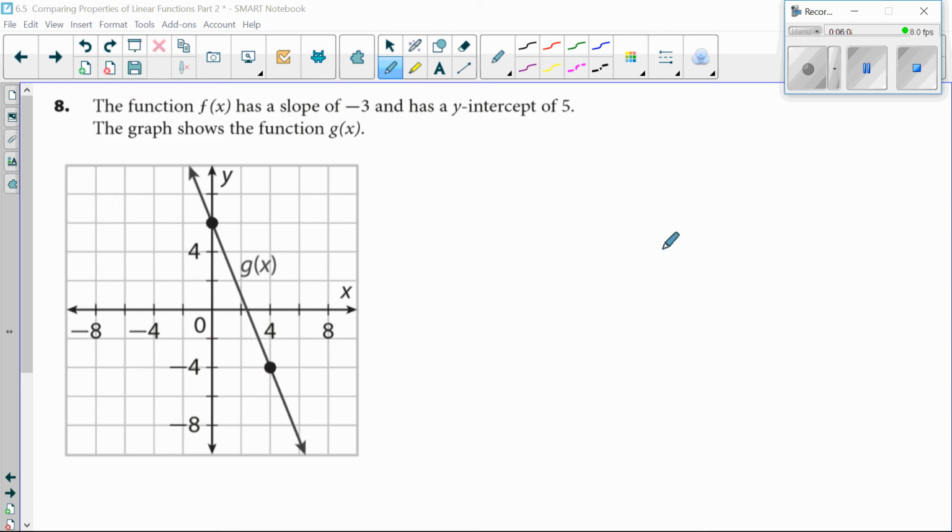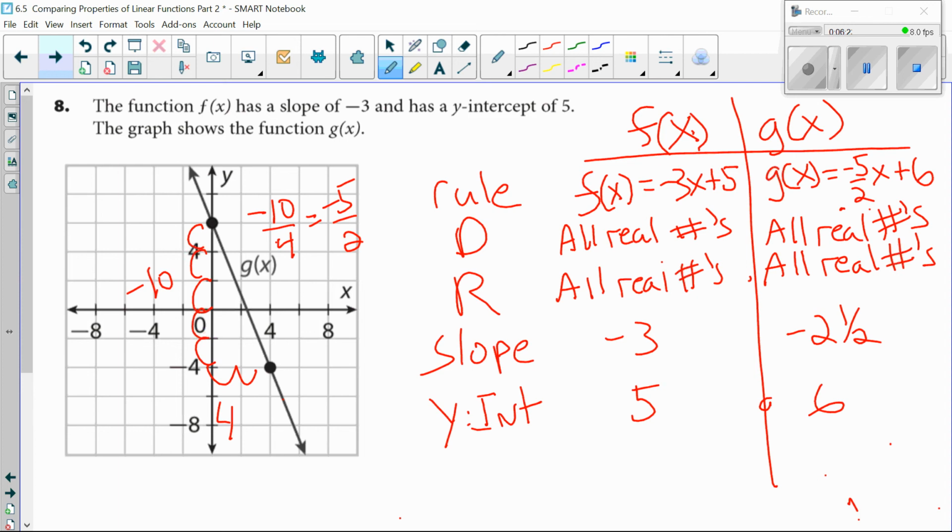Okay, go ahead, pause the video here and take a look and see if you can solve this particular problem. All right, go ahead and check your answer. You should have something similar to this.